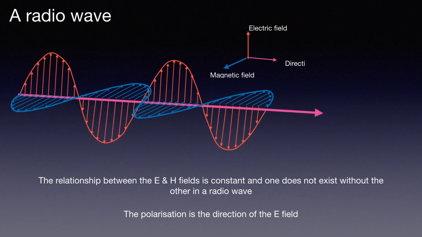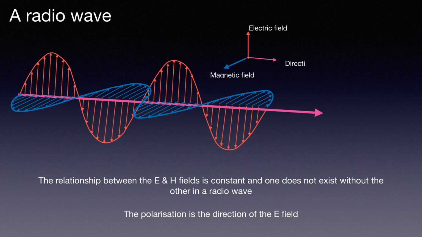Now the relationship between the E and the H field is constant, and one does not exist without the other in a radio wave. It's impossible to have a radio wave with only an E field or with only an H field.